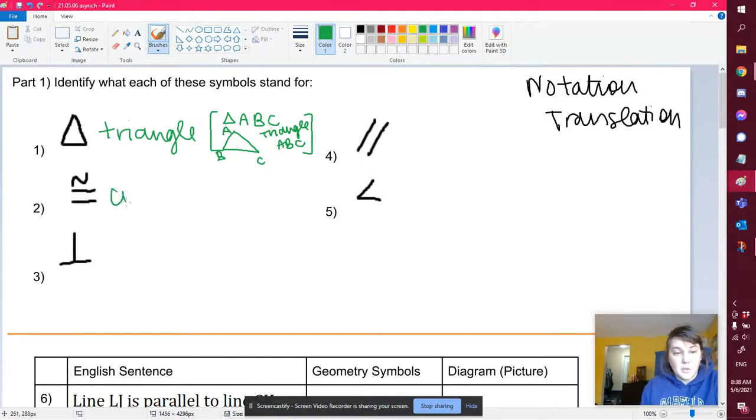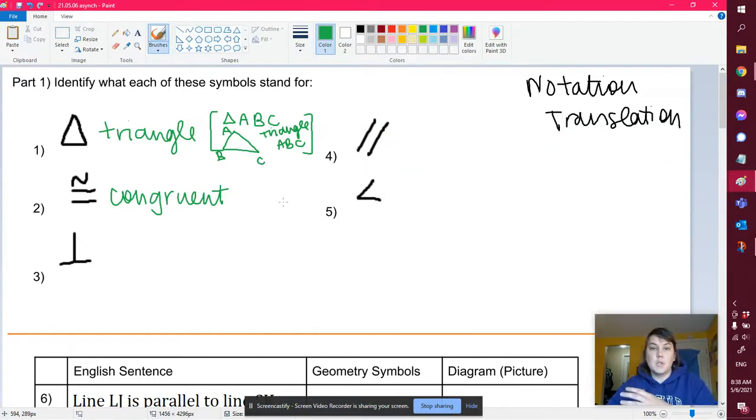Number 2 is congruent. This is when we say 2 things are exactly the same, right? This is what we've been talking about, where you can use rigid motions to map one thing onto another. That means they're congruent. All their angles and other sides are the exact same.